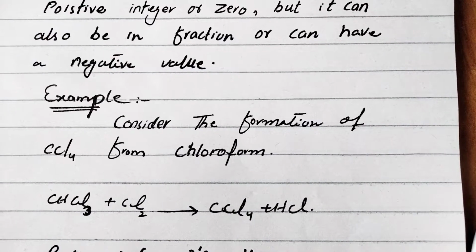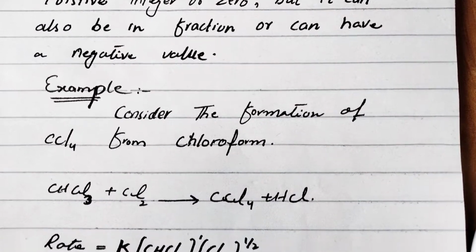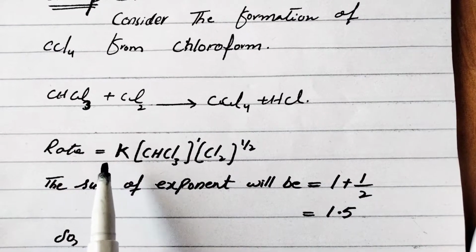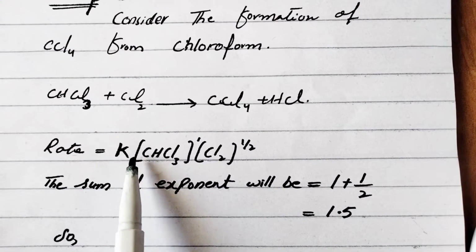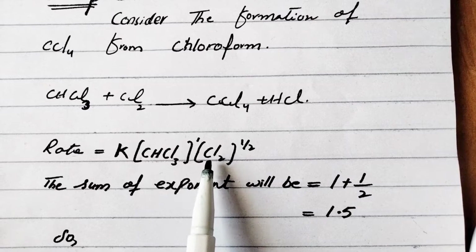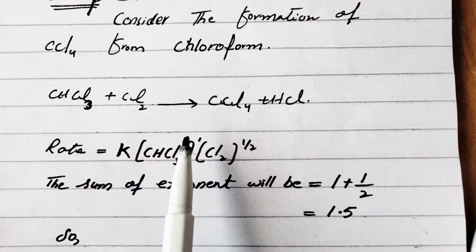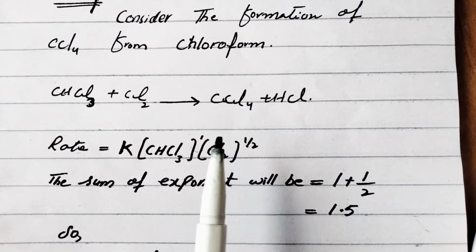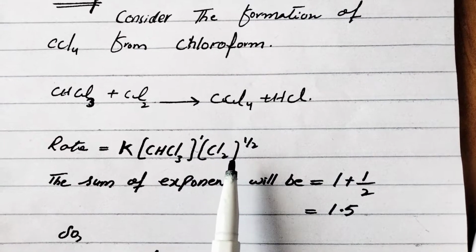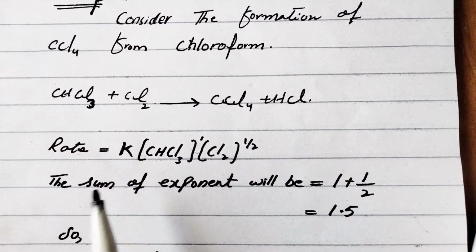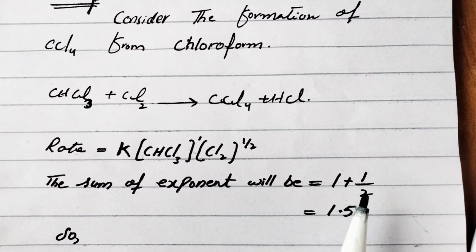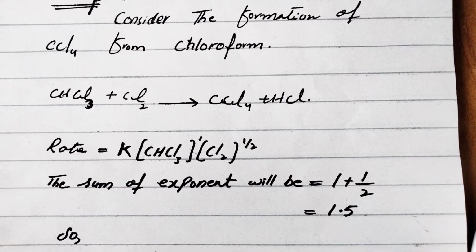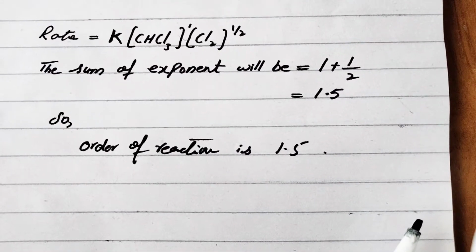This reaction occurs in the sunlight. So rate equation for this chemical change is equal to K[CHCl3][Cl2]^1/2. One molecule of CHCl3 is used for that, we put here 1. Of chlorine, half molecule is used. The sum of the exponents will be 1 plus half, 1.5. So order of reaction is 1.5.